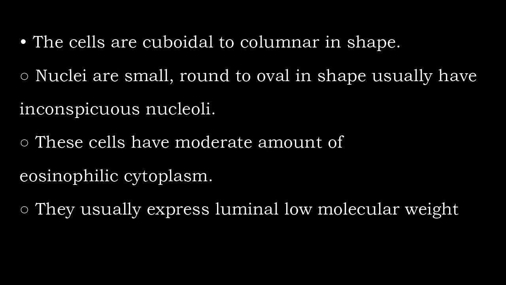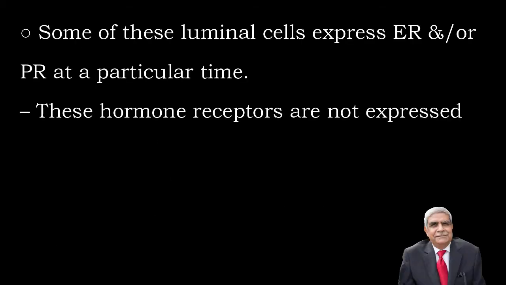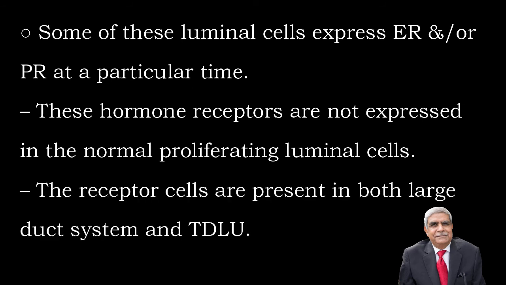These cells are cuboidal to columnar in shape. Nuclei are small, round to oval in shape, usually with inconspicuous nucleoli. These cells have a moderate amount of eosinophilic cytoplasm. They usually express luminal low molecular weight keratins, that is 7, 8, 18 and 19. Some of these cells express estrogen and progesterone receptors at a particular time.